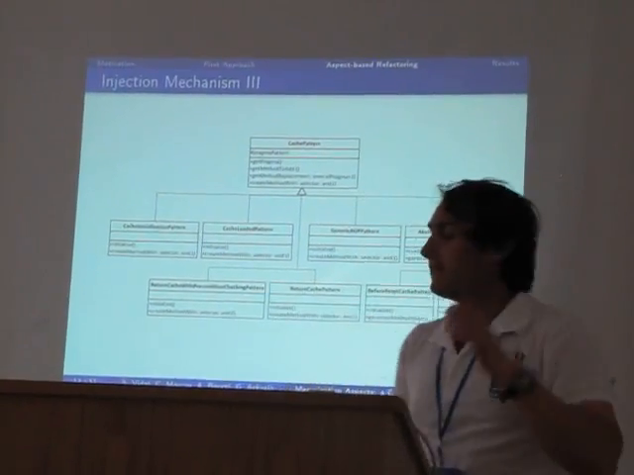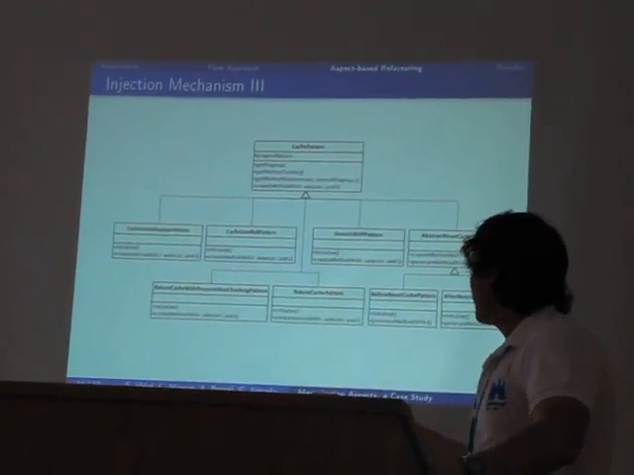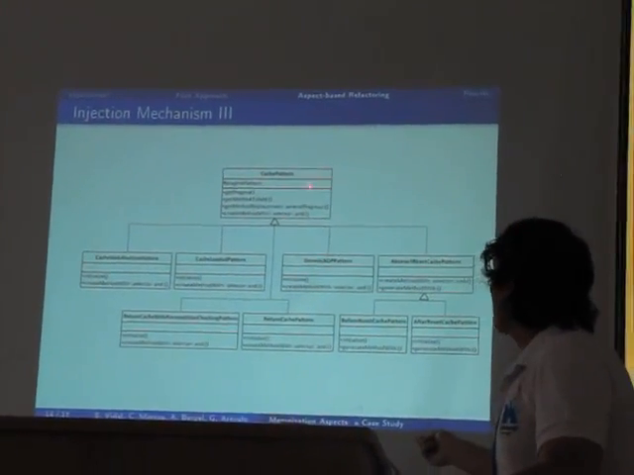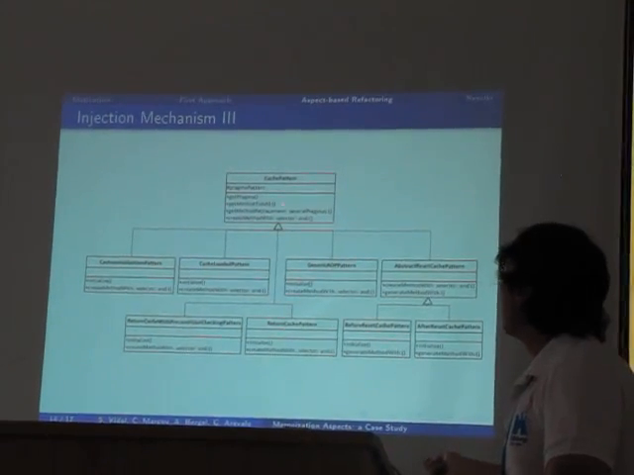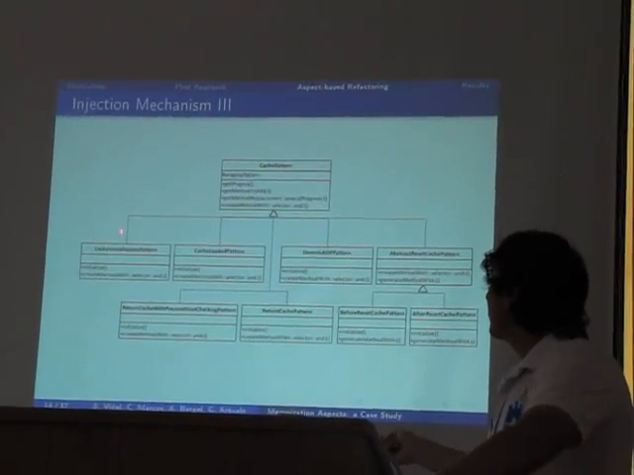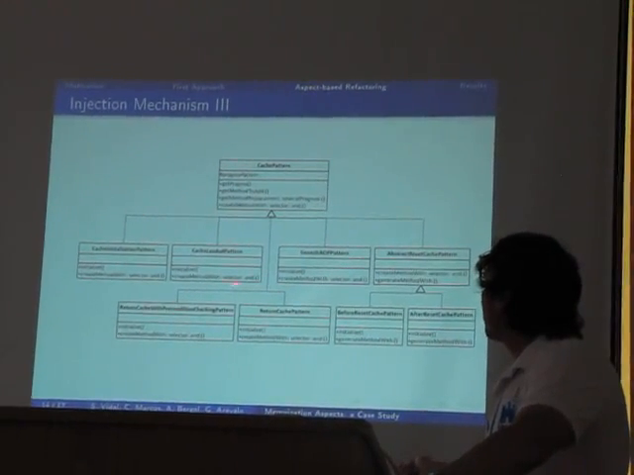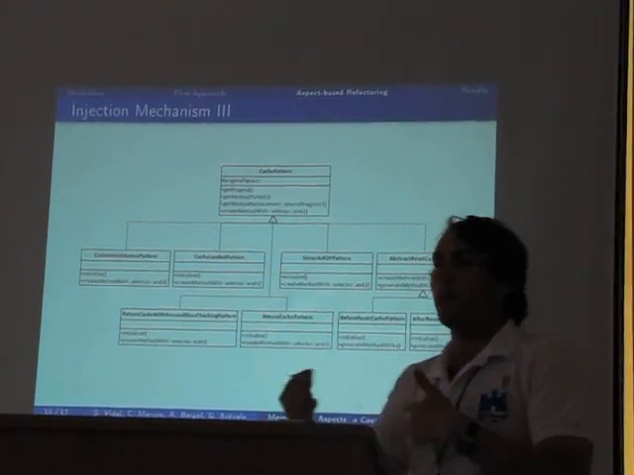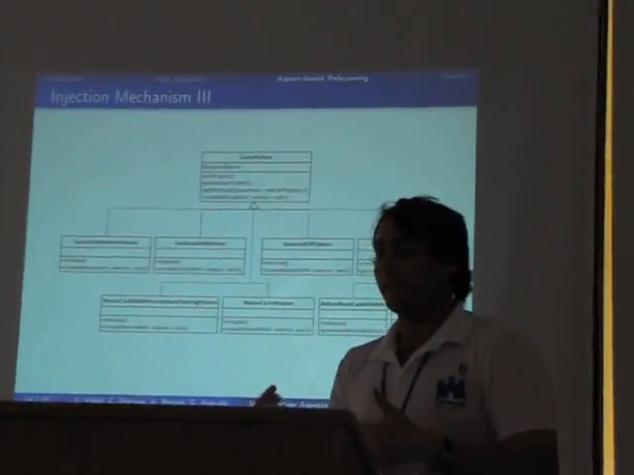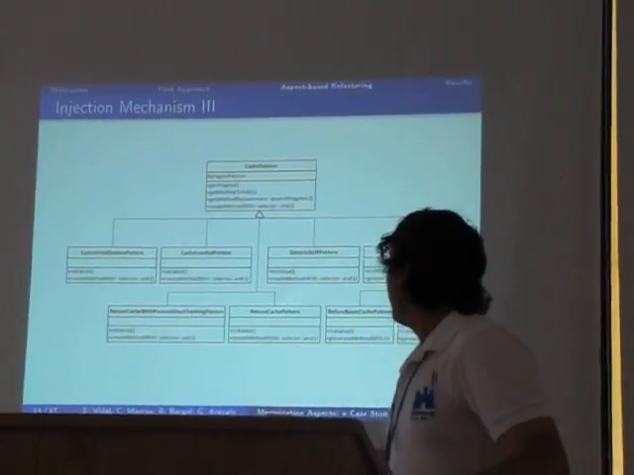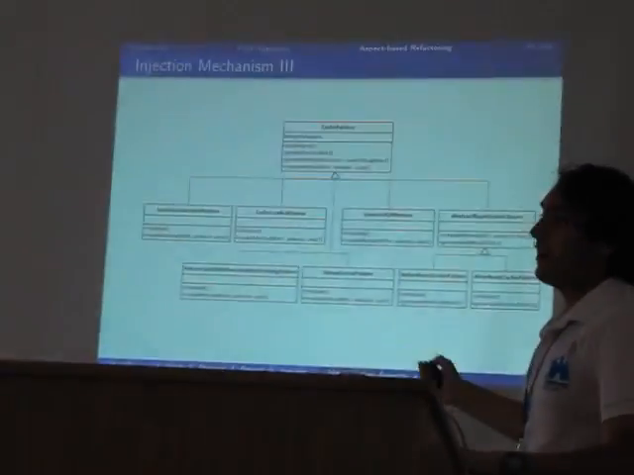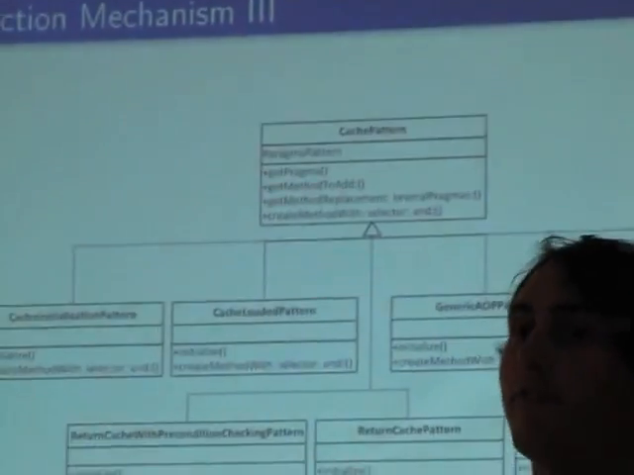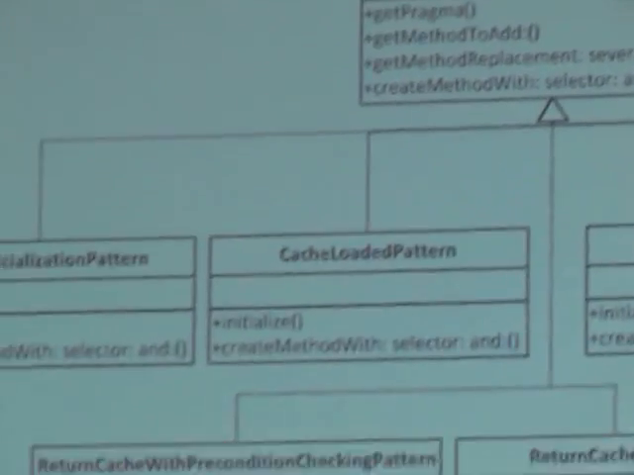And how do we implement this? Well, the injector is implemented in a very extensible way. We have a cache pattern that is a kind of abstract class, so for any new code pattern we only have to create a class that knows how to generate the code that is needed. And in fact, we created a generic AOP pattern that allows the injection of code before or after the execution of the method.